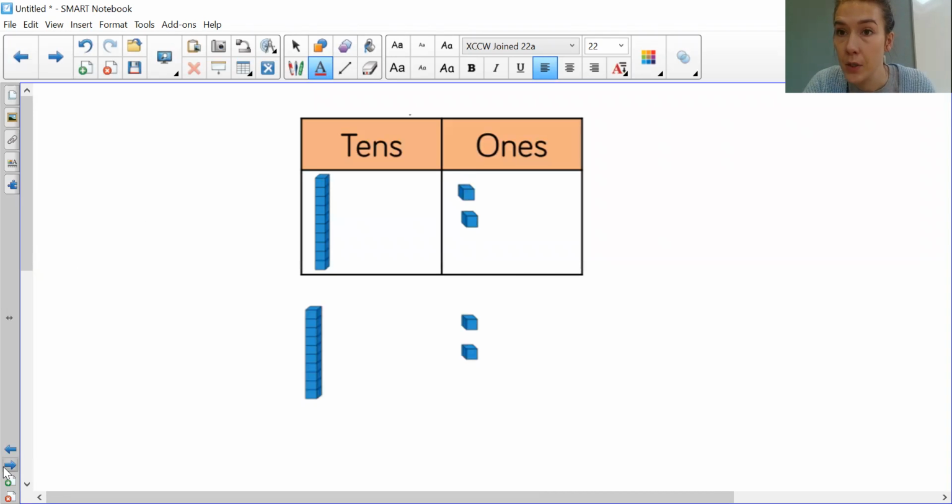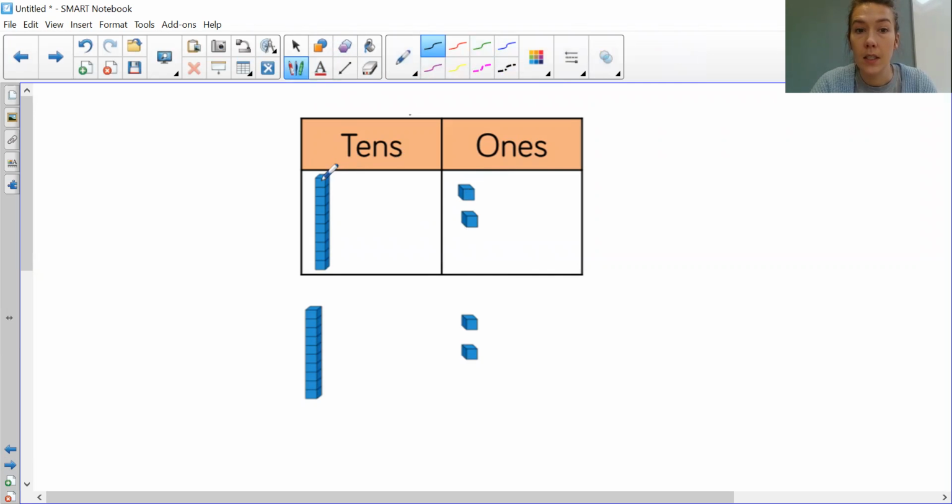All right, just a little visual to try and help you. So here I've got a number. I've got 1 ten and 2 ones. So what is that number going to be? It's going to be the number 12.